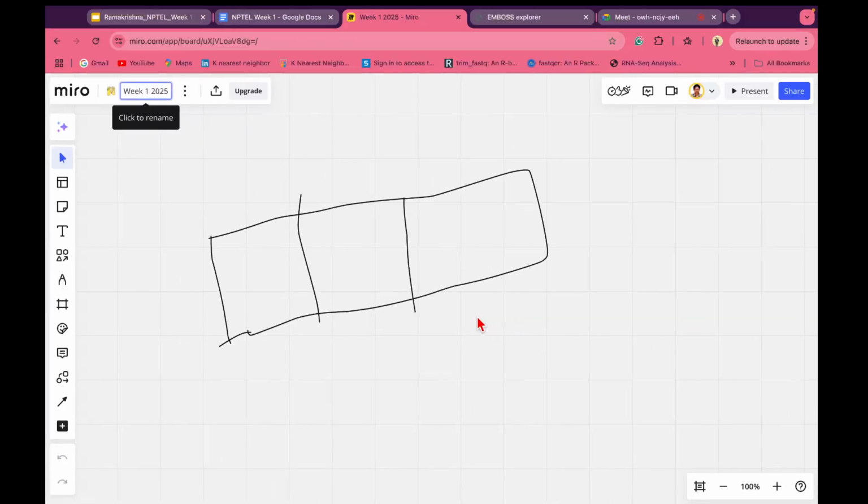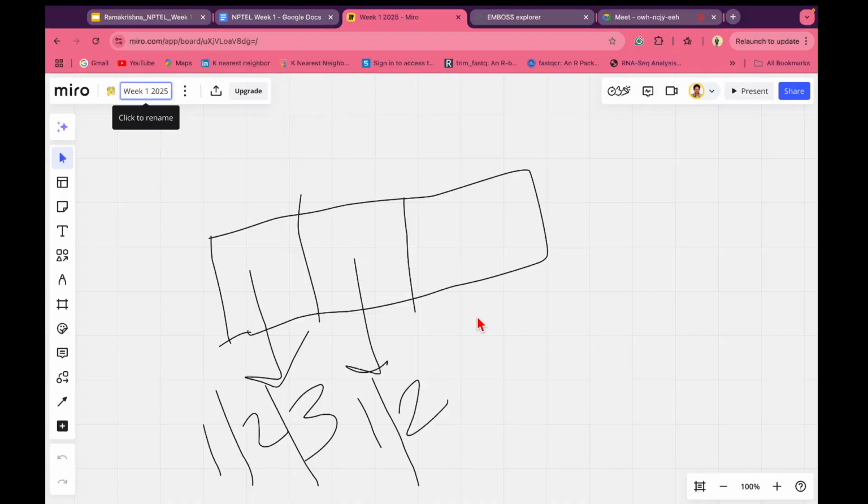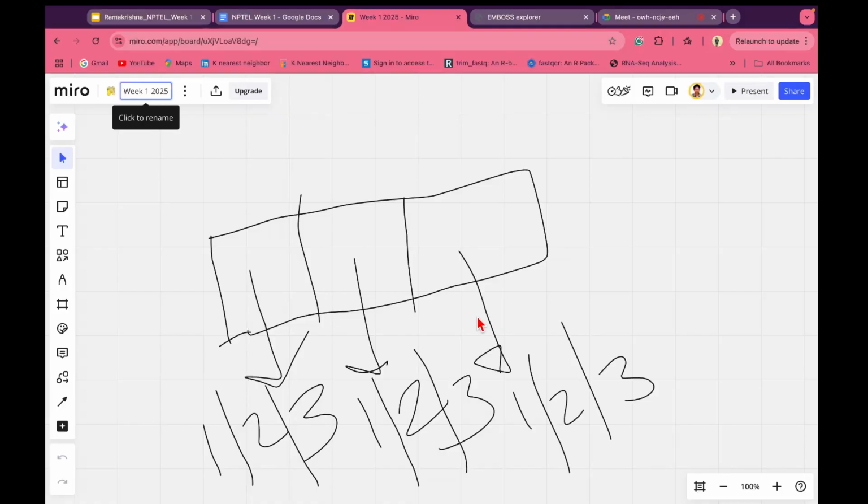So here we have 3 places. In the first place we can fill 1, 2 or 3. Similarly, in the second place also we can fill 1, 2, 3. Third also. So 3 into 3 into 3, that is 27.